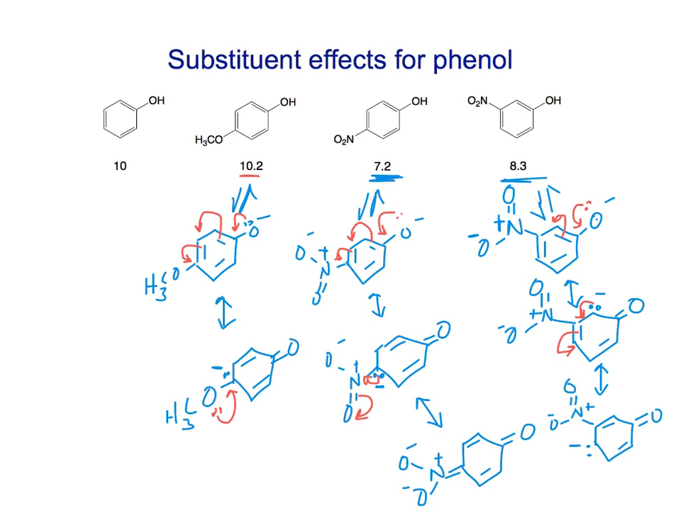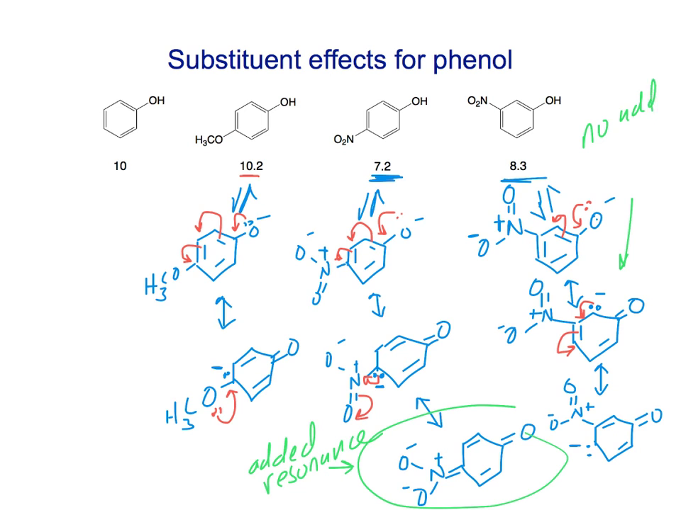But for para or ortho, we have added resonance. Okay, so that's what makes these conjugate bases more stable. So this has added resonance. Okay, makes that more stable. Over here, there's no added resonance. So the effect that we see is only inductive.